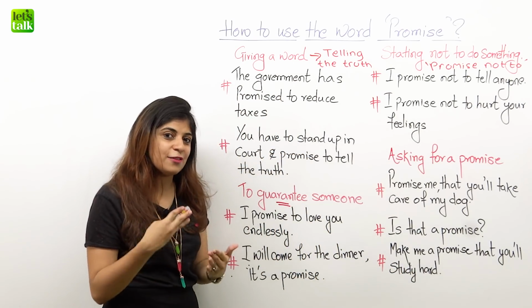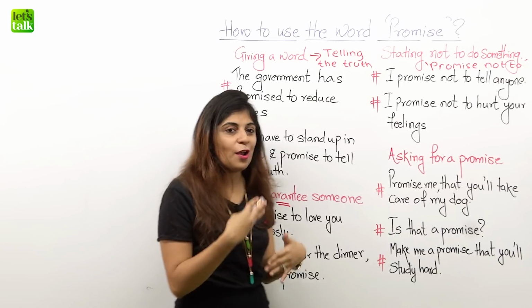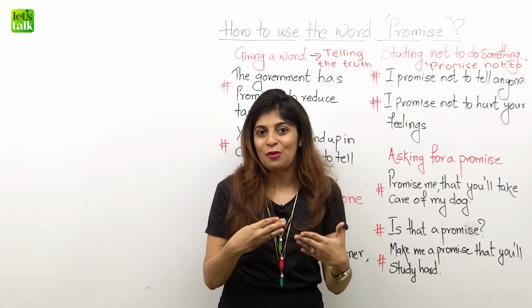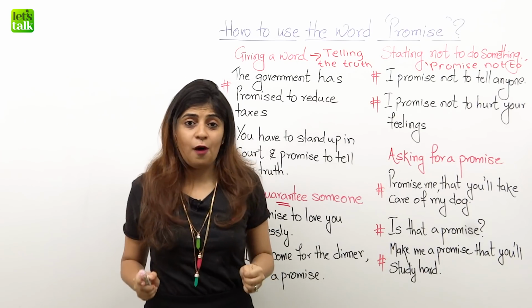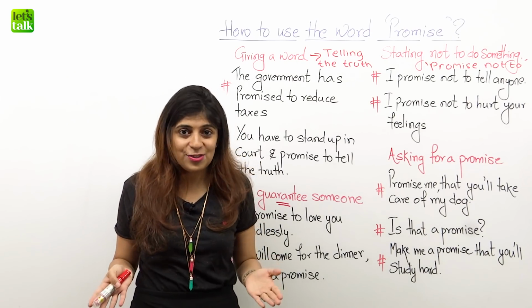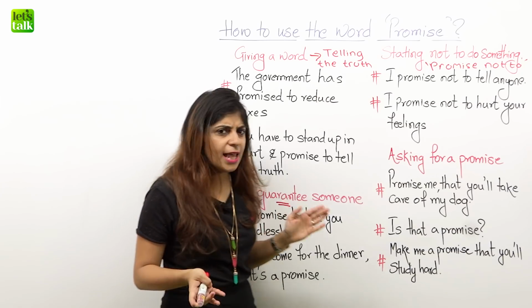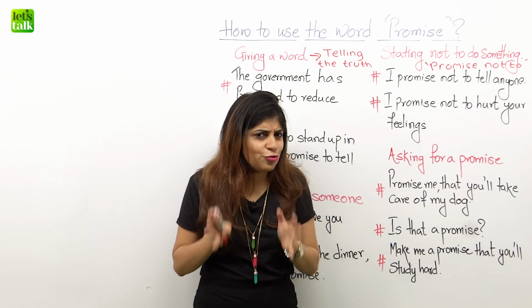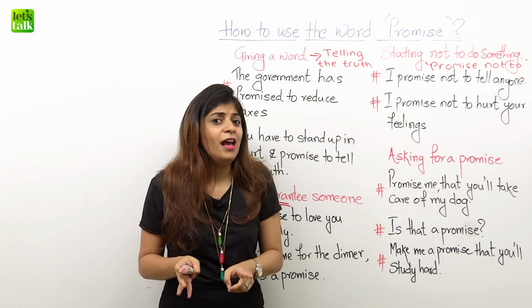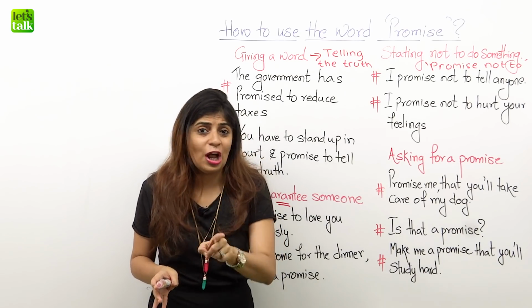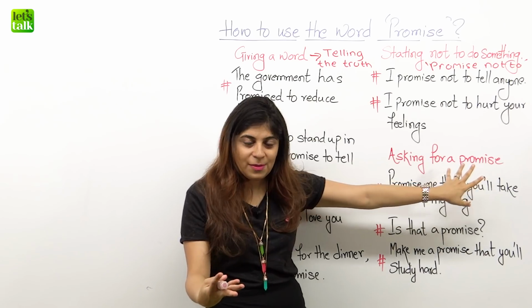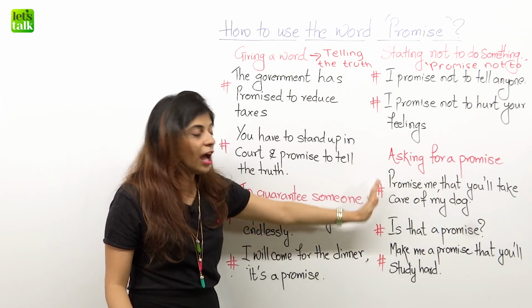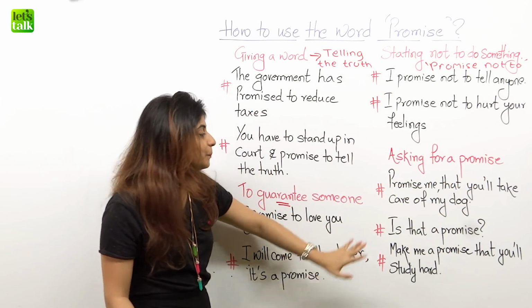Now, how do you ask for it? It's not always that when you are having a conversation with someone, the other person is going to say, hey, I promise, I promise. Not necessary, right? There are times when you want to ensure that, okay, you got to promise me that you're not going to do this, right? So how do you ask for a promise? Well, these are a couple of examples here.